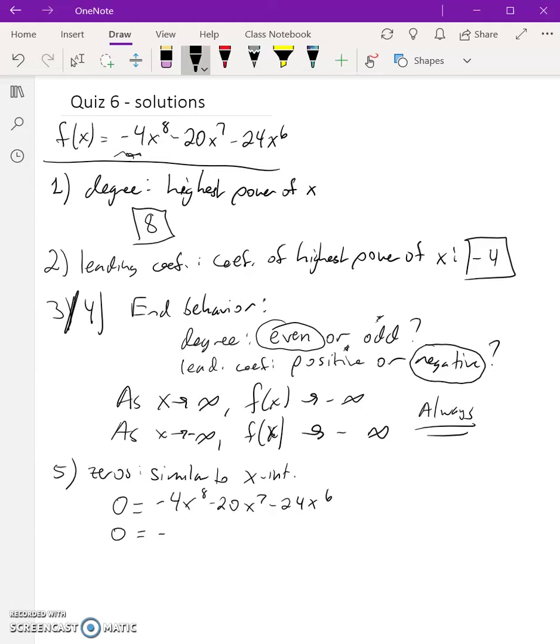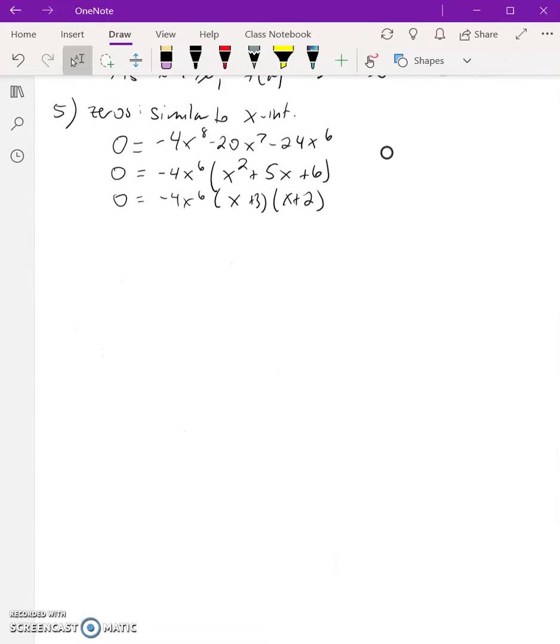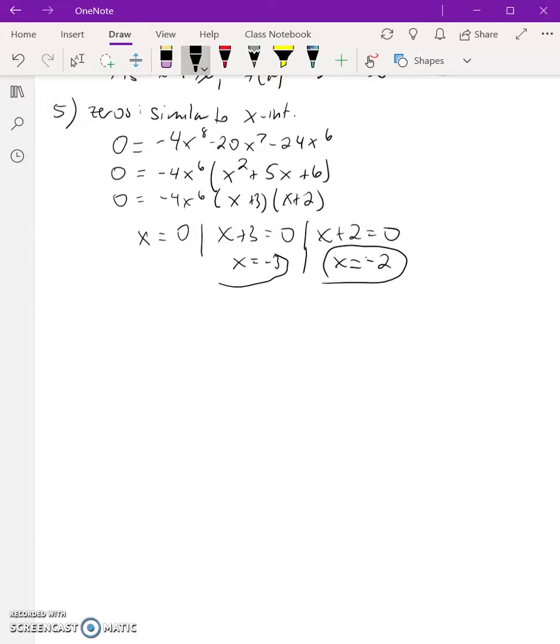So you take out the greatest common factor that's in everything, and that is negative 4x to the 6th. You're left with x squared plus 5x plus 6. And then if you continue to factor this, you get x plus 3 times x plus 2. And so when you set each of these factors equal to 0, you're going to get x is equal to 0, x plus 3 is equal to 0, and x plus 2 is equal to 0. So x is equal to negative 3 and x is equal to negative 2. So these 3 are our zeros.